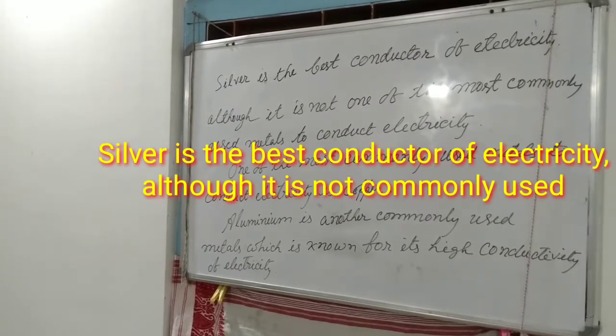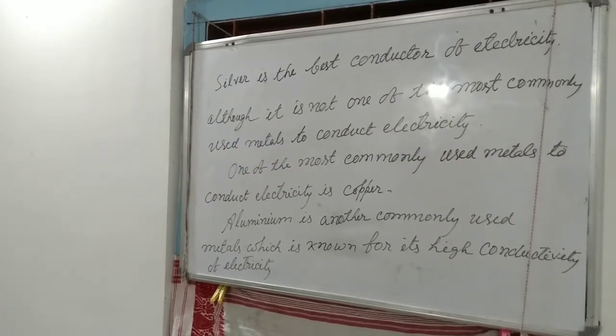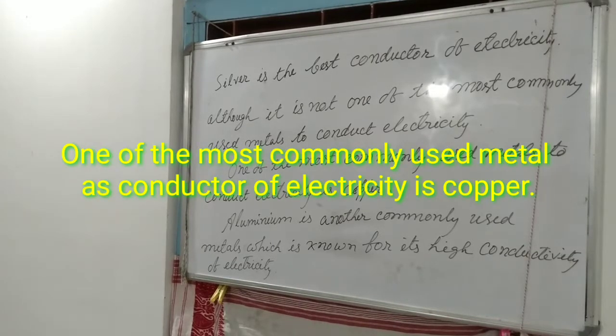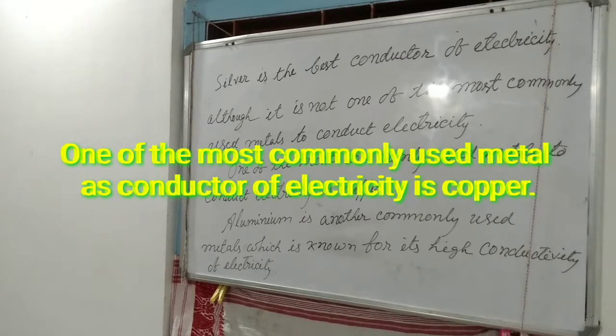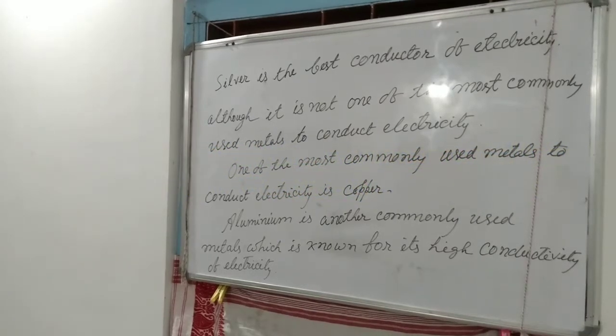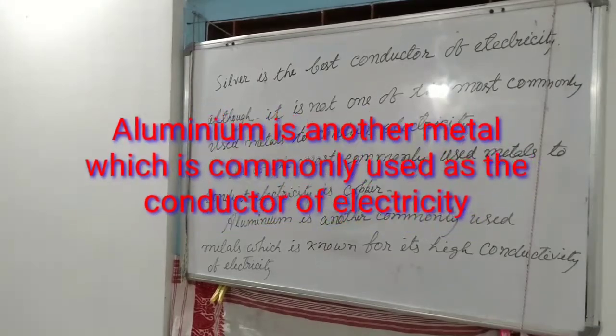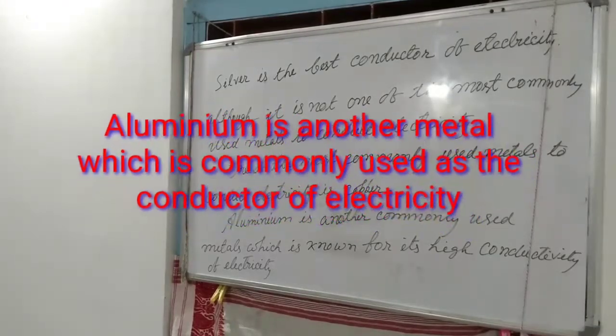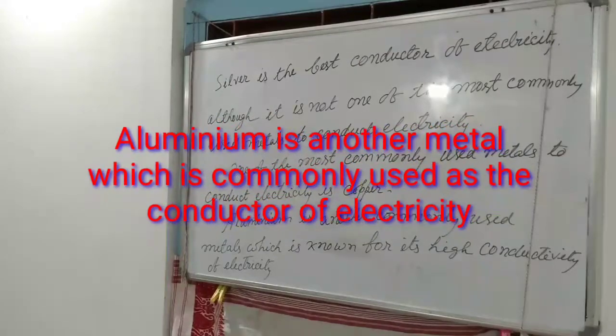Although silver is the best, it is not one of the most commonly used metals to conduct electricity. One of the most commonly used metals to conduct electricity is copper. It is used everywhere. Aluminum is another commonly used metal which is known for its high conductivity of electricity.